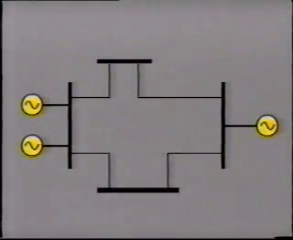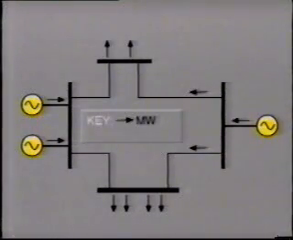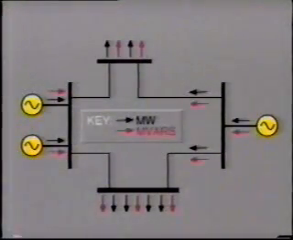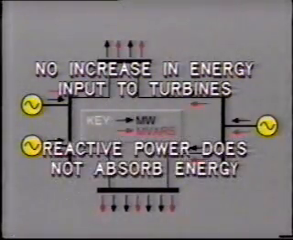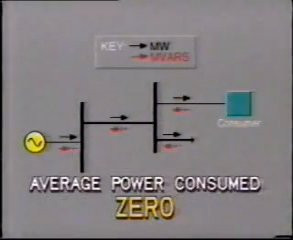So on our power system, we have a demand not only for megawatts, but also for megavars. And both of these power components must be supplied by the generators. Fortunately, the provision of megavars does not require any increase in energy input to the turbines. The fact is, reactive power does not absorb any energy at all. The reactive power actually oscillates twice per cycle between the magnetic field of the generators and that of the consumer's equipment. The average power consumed is zero.